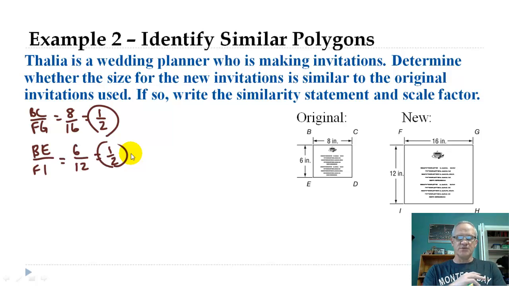All right, well, if we know they're similar, let's write the similarity statement here. Depending on which way we want to write the similarity statement, our scale factor could be different too, because remember, the order makes a difference. I'm just going to do it in the same order that we've been doing it here, starting with the original one first. So I can say, for a similarity statement, B, C, D, E is similar to F, G, H, I.